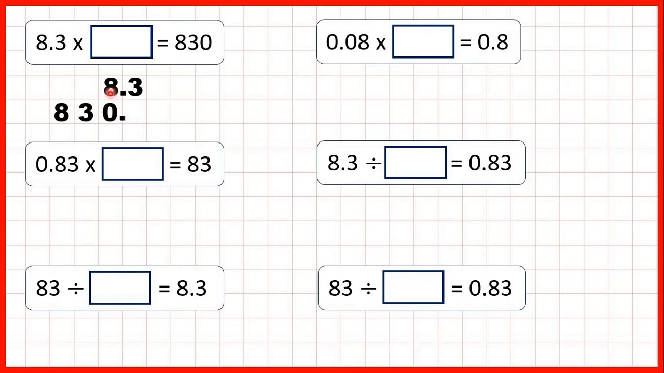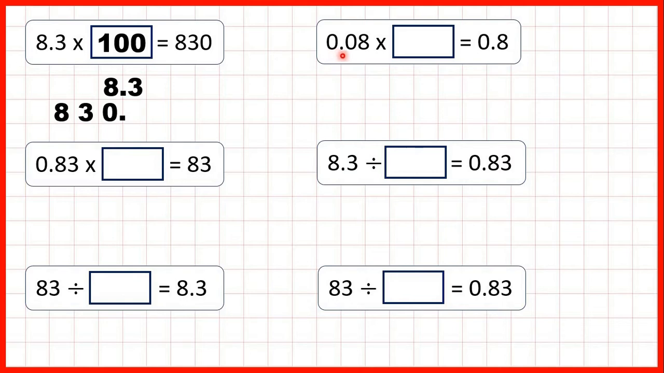So here we can see that this 8 has moved 2 squares across, and so have the other digits in our question. And when we move the digits 2 squares to the left, we've multiplied by 100, because 100 has 2 zeros, or because multiplying by 100 is like multiplying by 10 and then by 10 again.